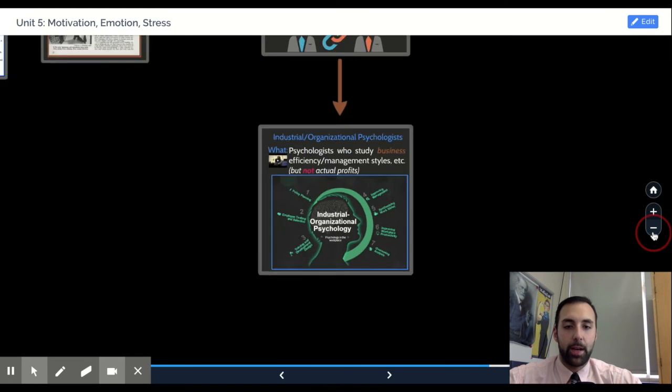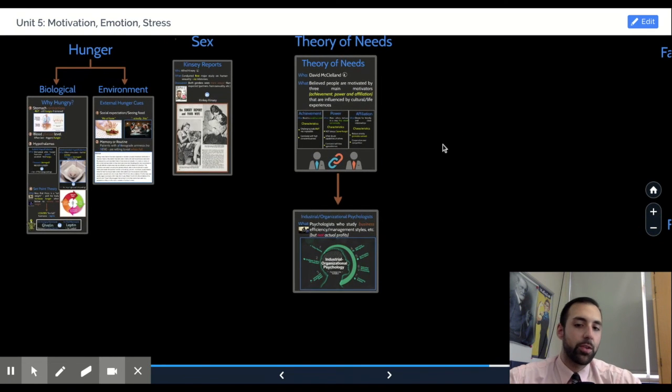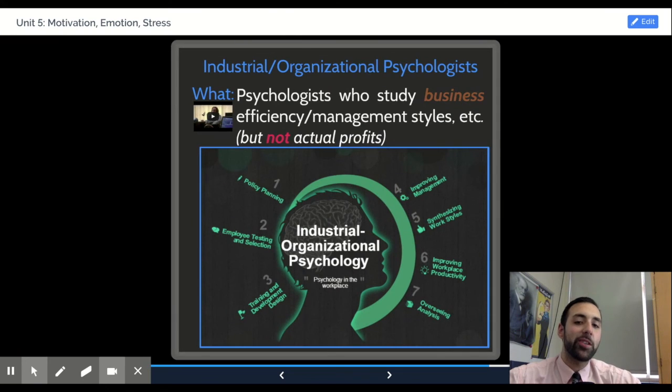We're in the final box of this concept map, because the position known as industrial organizational psychologists are very closely connected with the ideas that we just established from McClelland. The idea of evaluating, perhaps in a workplace, who is high achievement, who is high power, who likes affiliation. Industrial organizational psychologists study business efficiency, management styles, sort of big picture structures that exist in a business, not necessarily the profit part. So this isn't marketing.